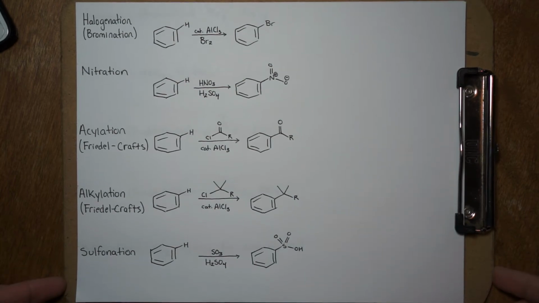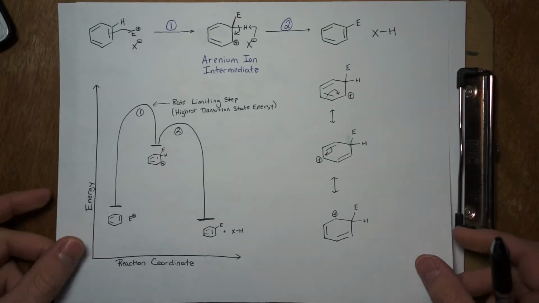Right. So right now we're going to be looking at several different specific electrophilic aromatic substitution reactions. We're going to be going over five. So what you want to do right now is maybe pause the video, take some time, and write out these five reactions in your notebook.